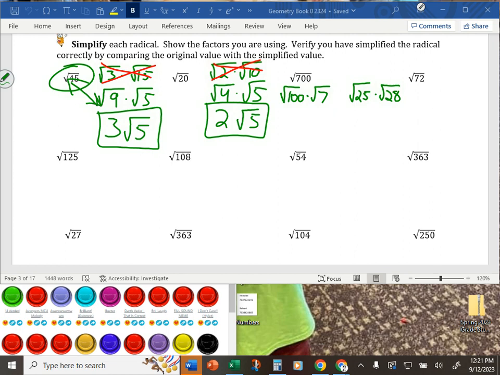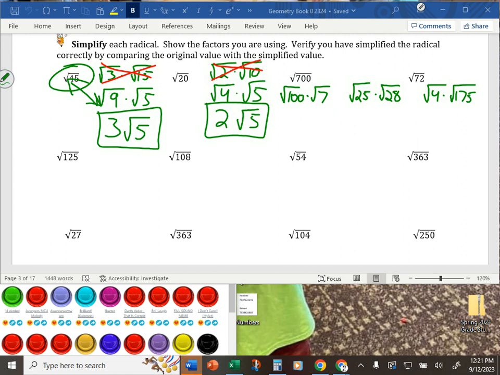2 is not a perfect square. What times itself is 2? Sorry. 4. How many times does 4 go into 700? Too many. Lots. 175. So in this case, there are a couple different factor pairs that we could use.